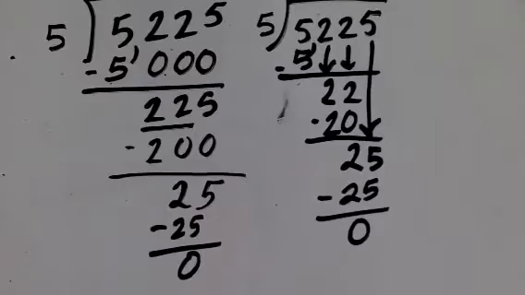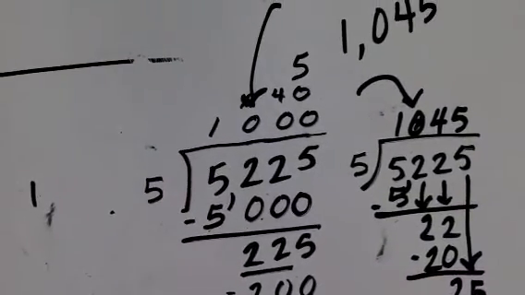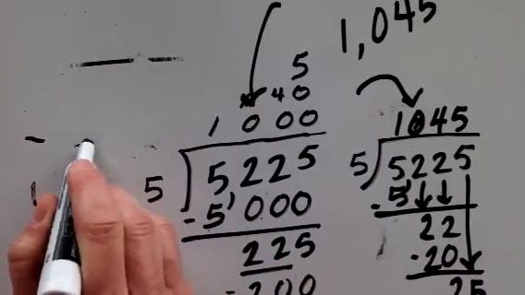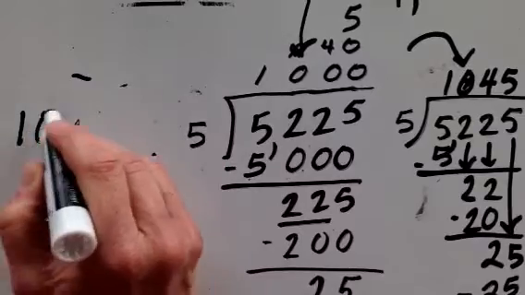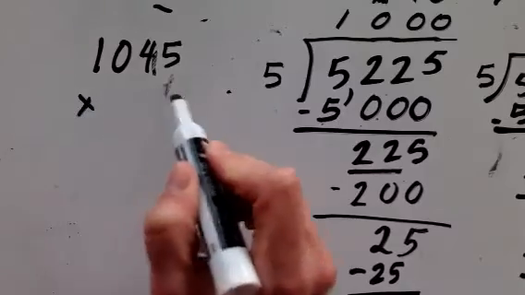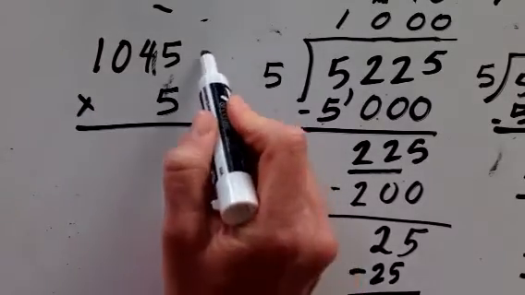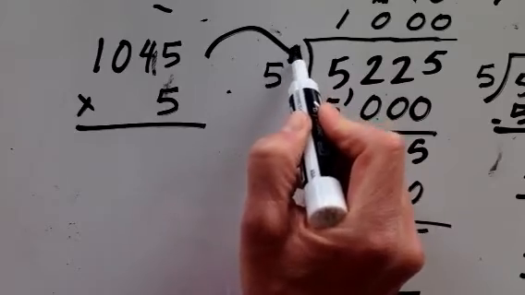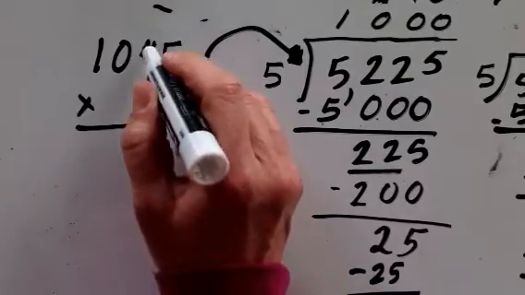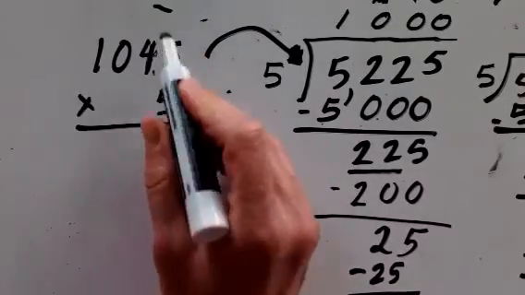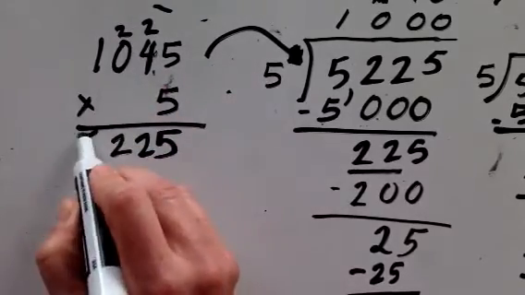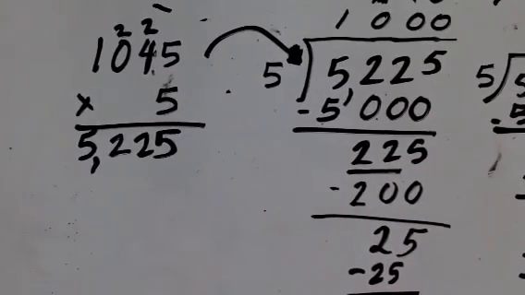A reminder, you can always check your work too. I can take 1,045 times 5. Oops, I ran out of room. And I should end up with my beginning, with my dividend. I had to think of that. So I can multiply this, any method you choose, and I would end up with the same. Then I know I've succeeded. Use that inverse operation to help you check.